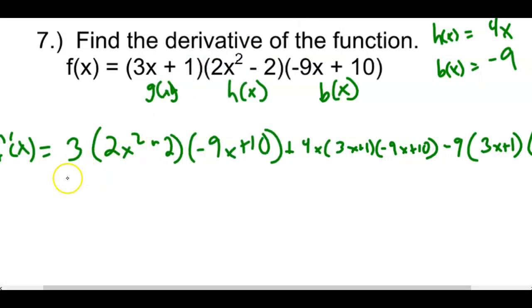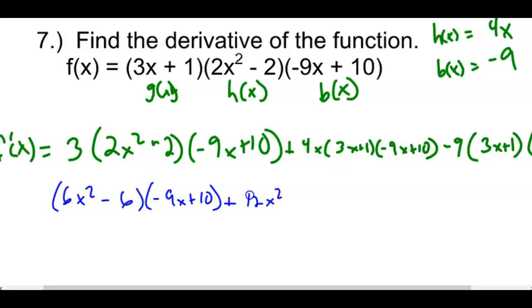So that gives me 6x. Here, I'm just going to distribute to one of them. You don't have to FOIL this to both of these. So 6x squared minus 6. And then everything else won't change because we've got to eventually FOIL. Right here, distribute 4x. So that's 12x squared plus 4x. And then we still have this.